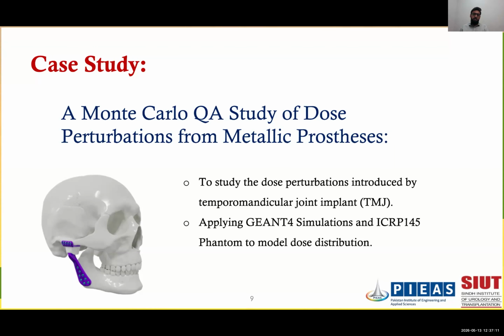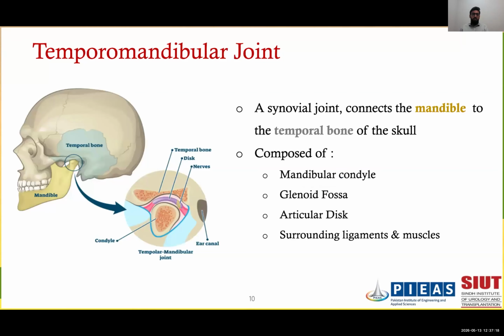So this is a general sketch of the implant, the mandibular implant. Before going forward, just for physicists, the anatomy of the TMJ, the temporomandibular joint, is a synovial joint that connects the mandibular part, or the mandible, to the temporal bone of the skull. It consists of structures like the condyle, the glenoid fossa, and the articular disc supported by the surrounding ligaments and muscles.